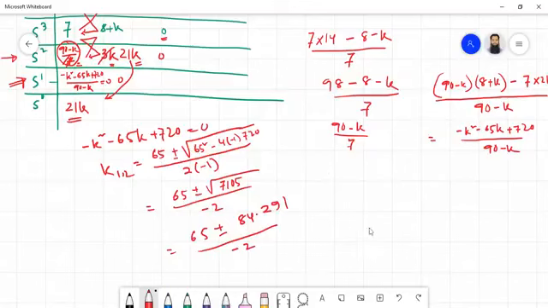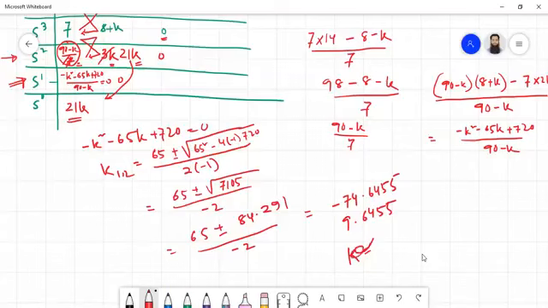Now this gives us two values. One value of k is minus 74.6455 and the other value is 9.6454. As we say, the value of k for our analysis is always greater than 0. So basically we have to take k equal to 9.6455.